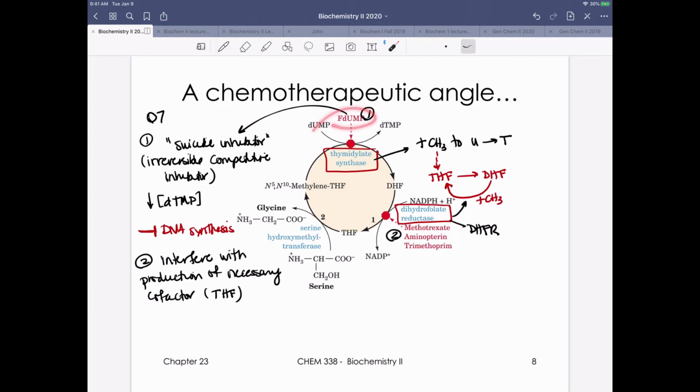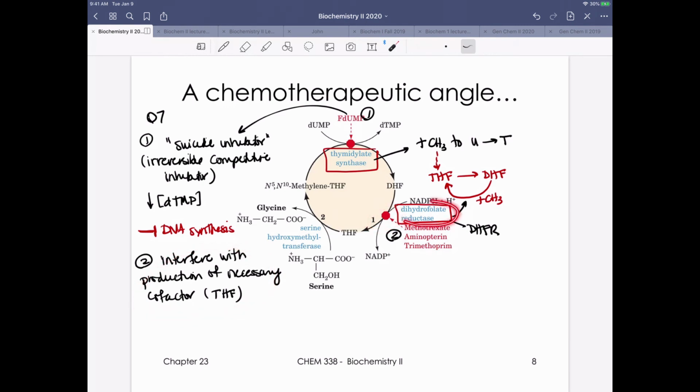So this is called fluoro-U. Fluorouracil is a very potent chemotherapy agent. So again, you can directly interfere with DNA synthesis in that regard. Or as we're going to see down here, you can actually interfere with the production of the necessary cofactor.